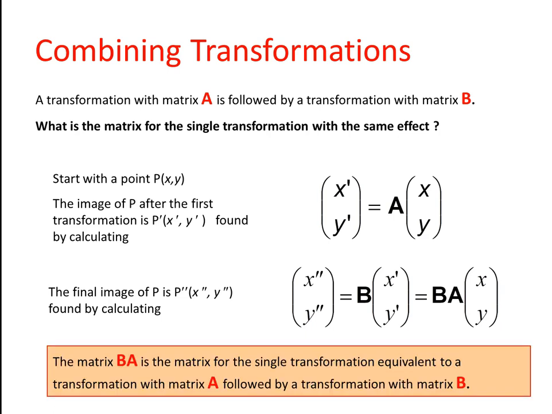So what we can say is that the matrix BA is the matrix for the single transformation equivalent to a transformation with matrix A followed by a transformation with matrix B. Now it's really important you spot the fact that it appears a little bit odd. BA is the matrix for the single transformation equivalent to a transformation with matrix A followed by a transformation with matrix B.